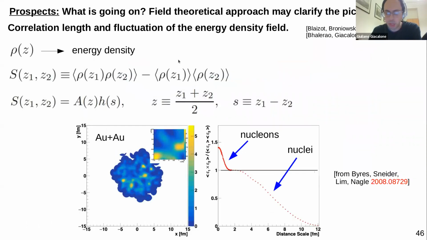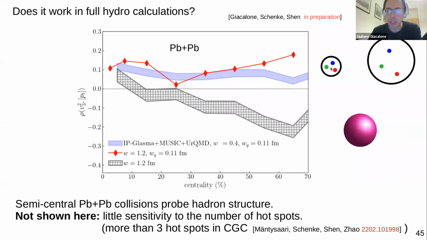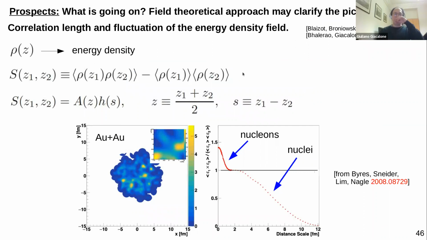So I have 2 slides left, if I can. Just in prospects on this. So what is happening here? Why are we so sensitive to these things? This again, I don't know. We just found this out. I think it's a nice result.